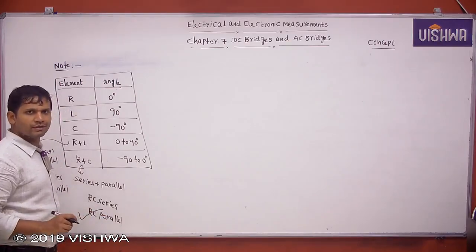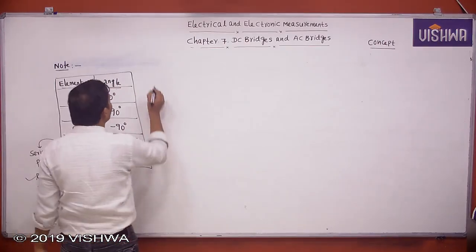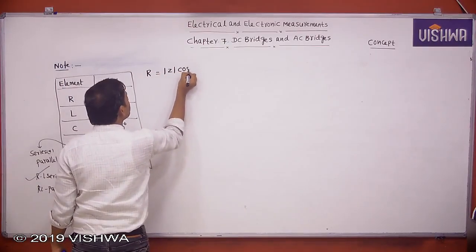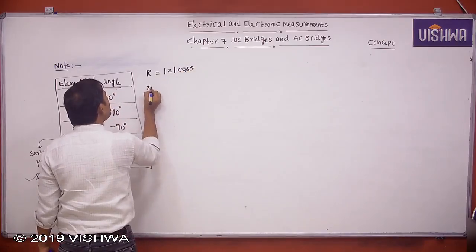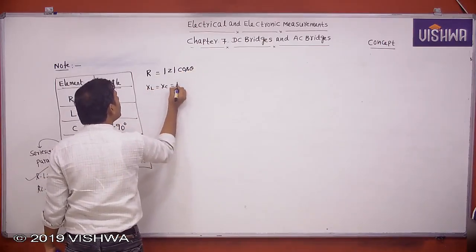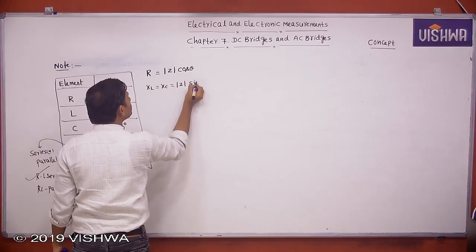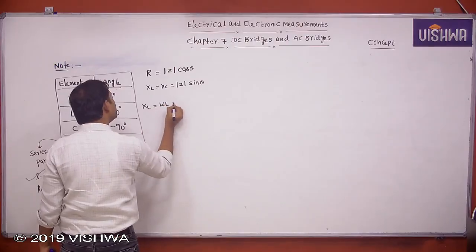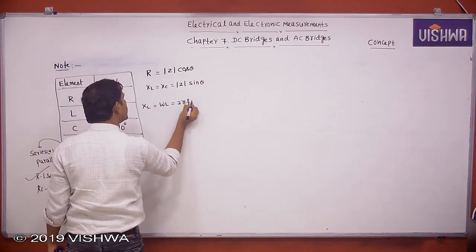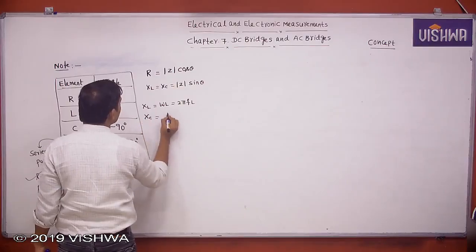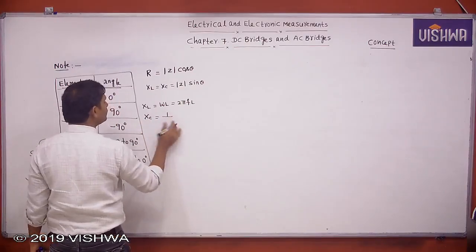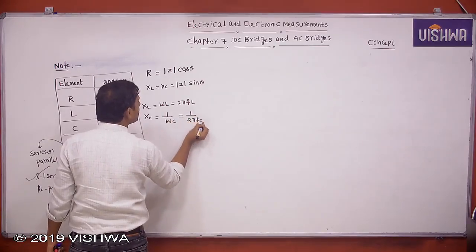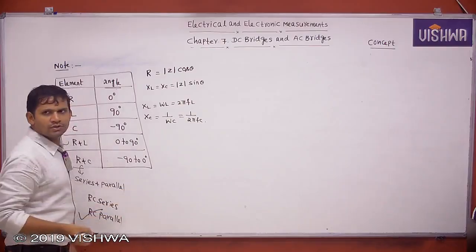That you concentrate on. Okay. Now to calculate the elements, remember this: R equals modulus of Z cos theta. Then X_L or X_C equals modulus of Z sin theta. How to write X_L equals omega L, that equals 2 pi f L. This you know. How to write X_C equals 1 by omega C, that equals 1 by 2 pi f C. Okay, this you remember to solve the first model of questions.